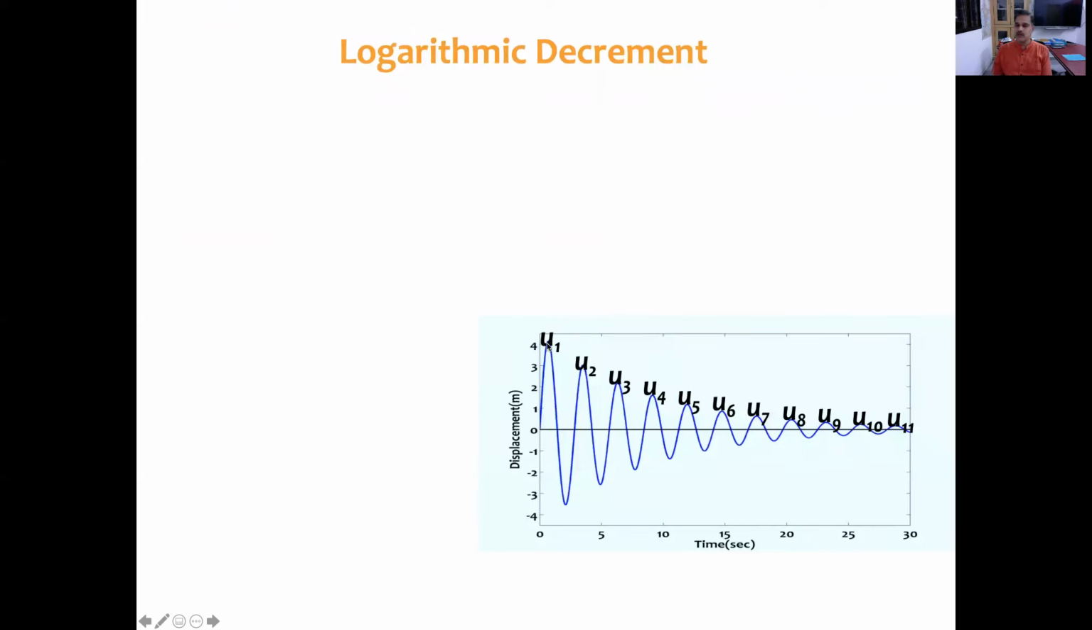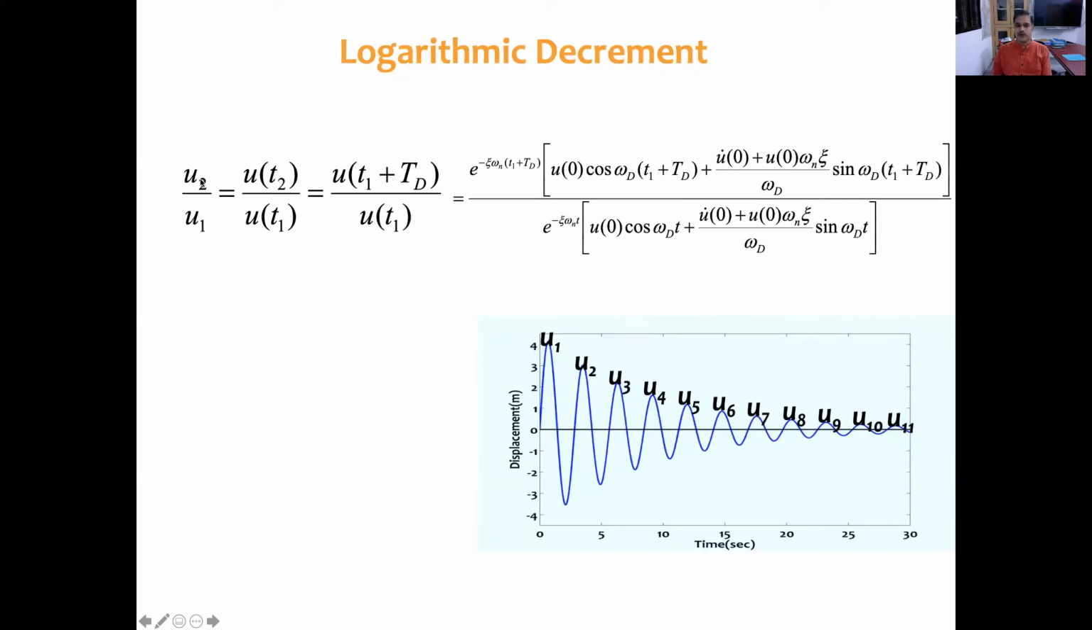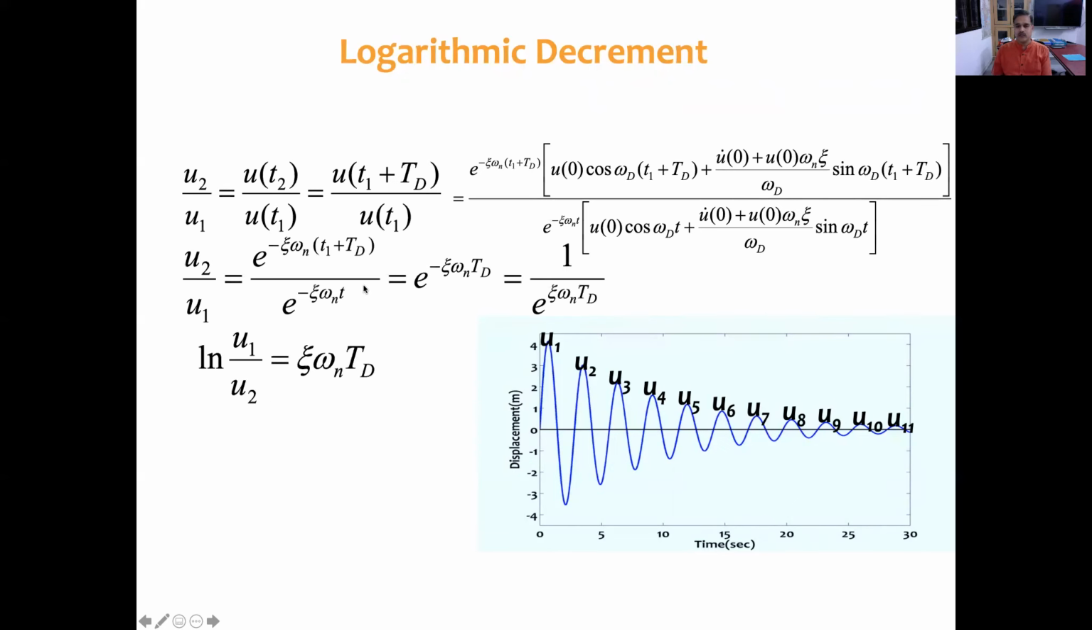So that means successive peaks. The log of the ratio of successive peaks has a fixed value. You can see U2, that is the second peak, divided by the first peak. We can get it because of the sinusoidal motion. Every peak repeats after one period, one damped period. So this total expression can be packed into this equation, that is log of U1 by U2, the first peak divided by the second peak.